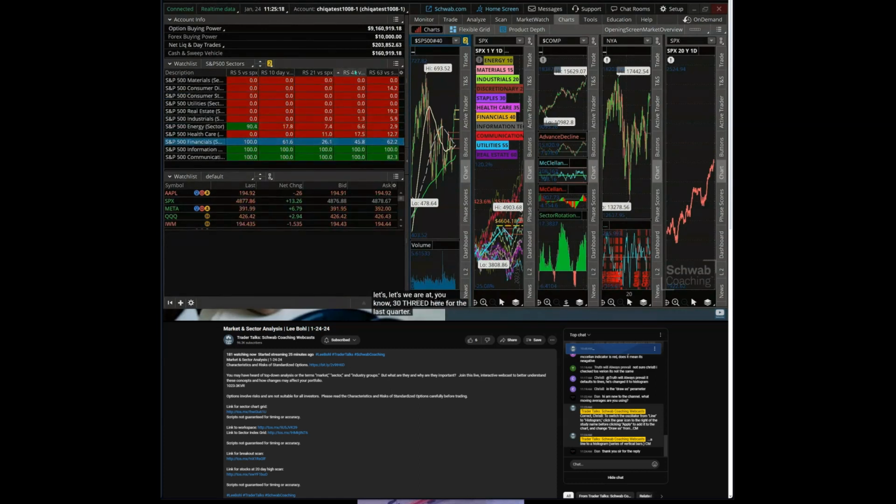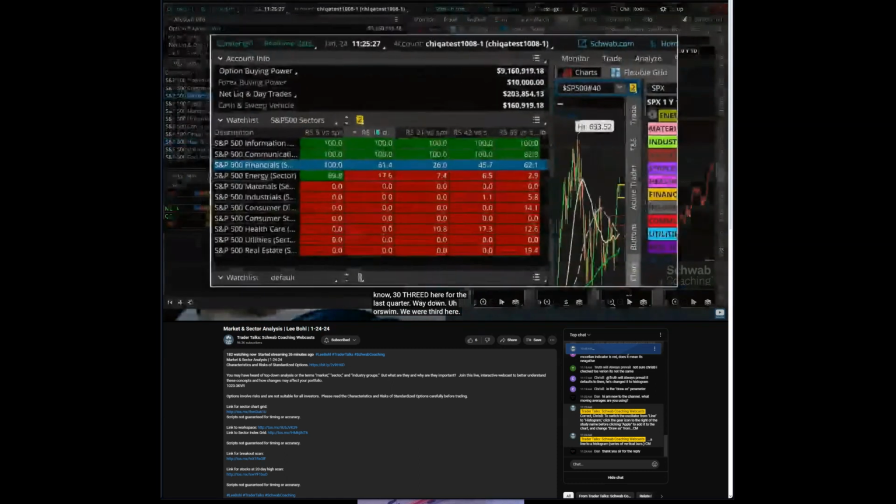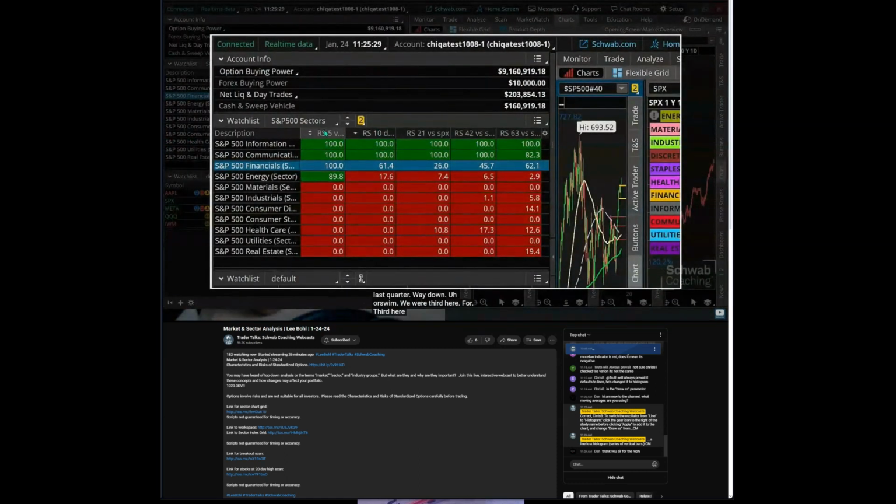Way down, sorry, flip me back. We were third here, third here, third here, first here. So we've had okay strength, but the strength seems to be getting a little bit stronger, all right? Let's take a look at the financials chart.